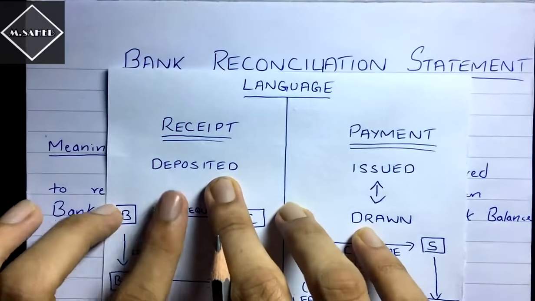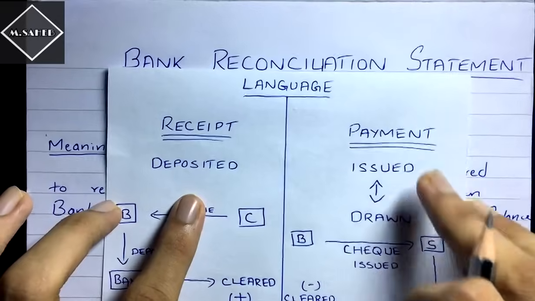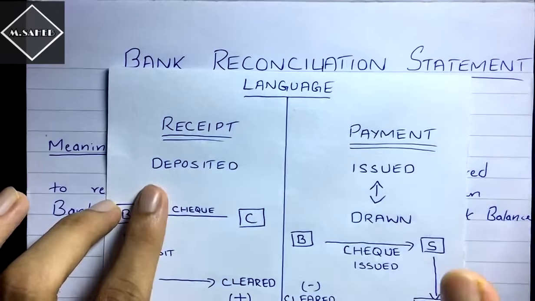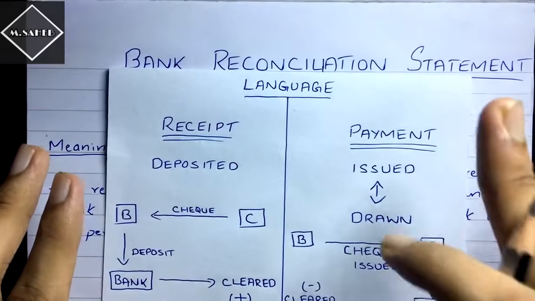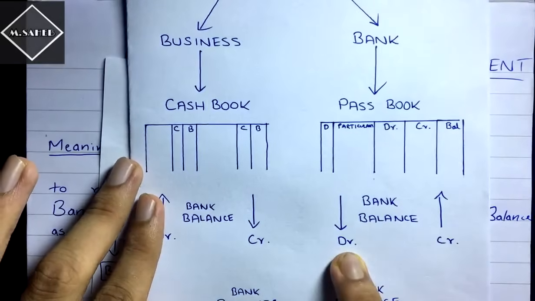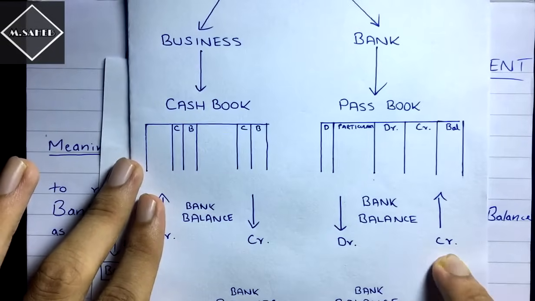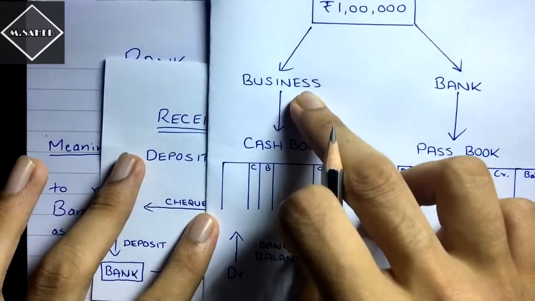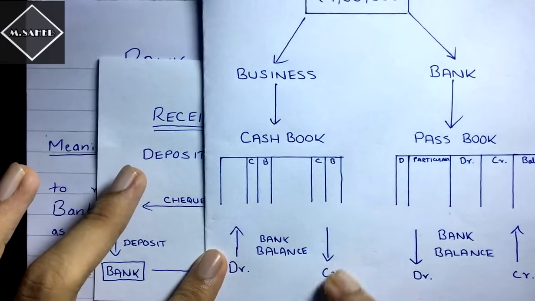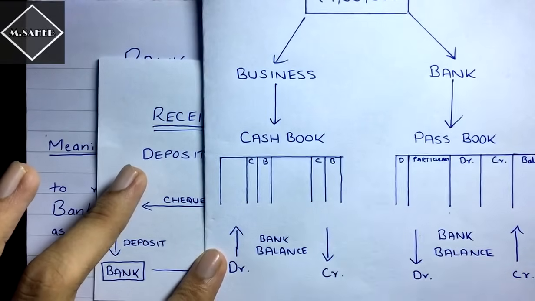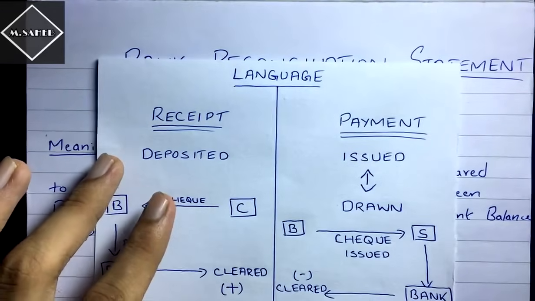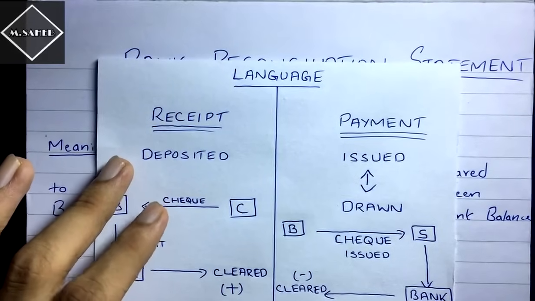So this is how the language is. Receipt means deposited, deposited means receipt, and issued means payment. Drawn also means payment. Check drawn, check issued means payment, and check deposited means received. So you need to understand the language of banking. And this is also very important: debited means, according to the bank, that the balance is being reduced, and credited means the balance is increased. From the point of view of the business, debited means cash has increased, and credited means the bank balance has decreased. Fine. So you need to understand these terms, this banking language. Only then can you easily prepare the BRS.